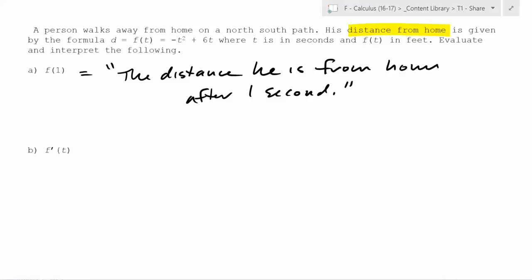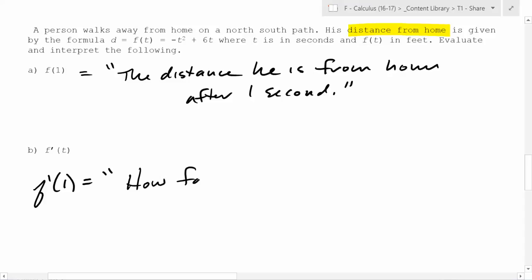What does f prime of t mean? Let's make it different. F prime of 1. Let's do that first. What does f prime of 1 mean? Prime means what? We talked about this repeatedly. Prime is the same thing as derivative, which is the same thing as instantaneous rate of change. So at that instant, how fast is he walking away from home at 1 second?